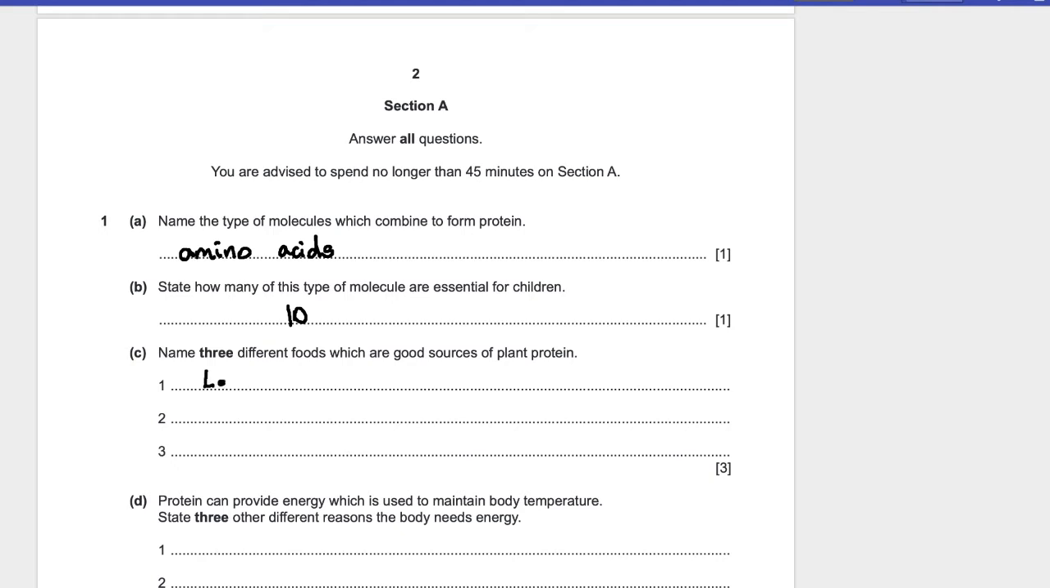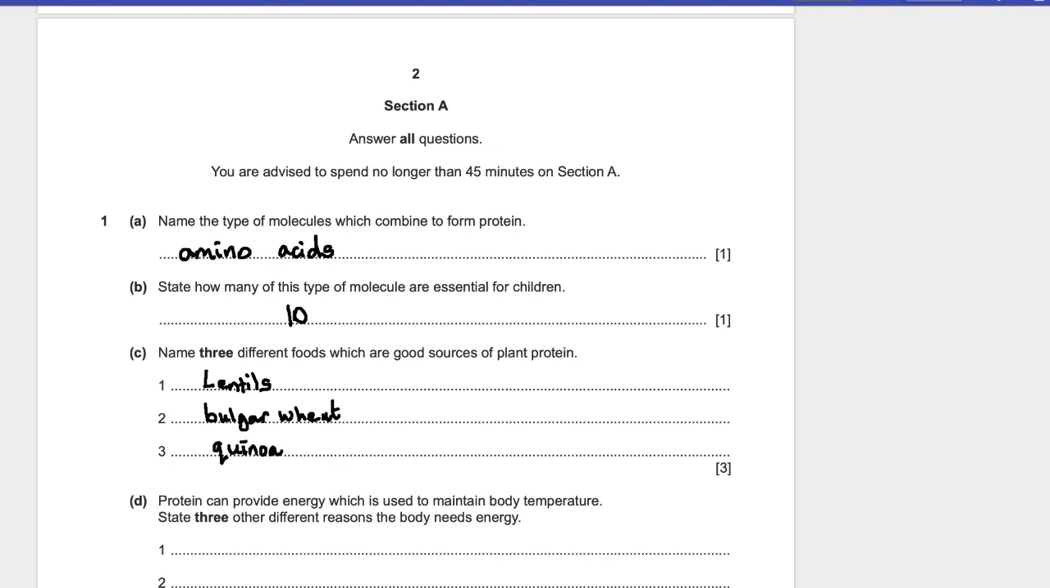Name 3 different foods which are good sources of plant protein. Lentils, bulgur wheat, and quinoa. Of course, you could also have tofu.